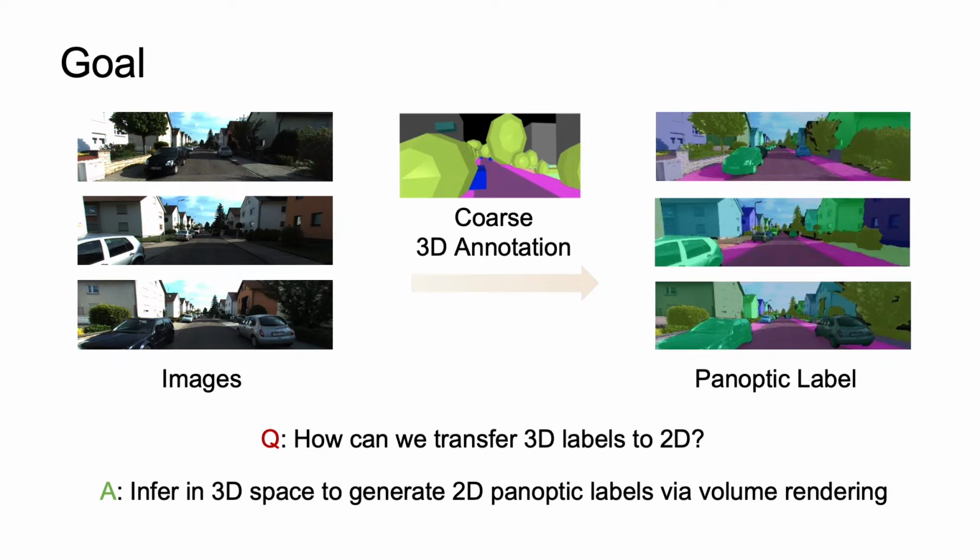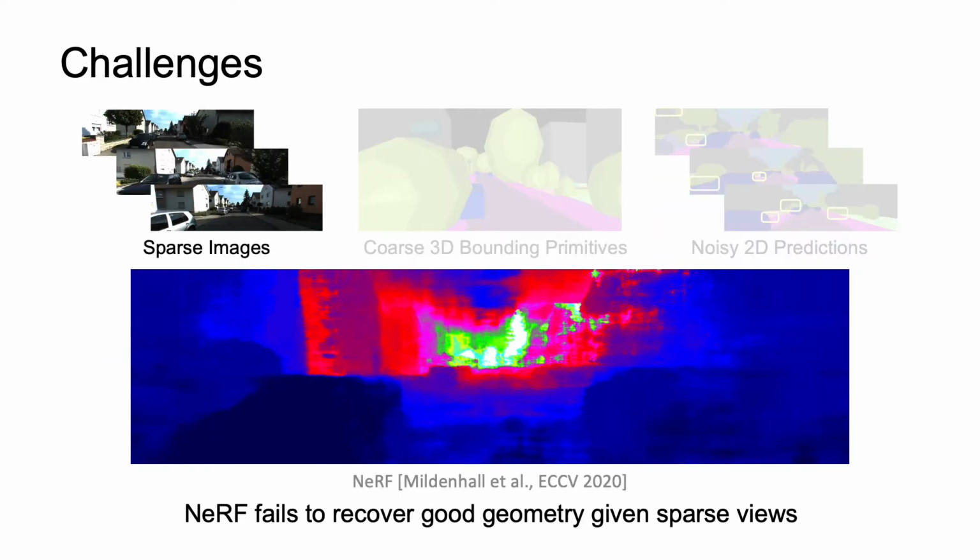In this work, we introduce Panoptic NeRF, a novel label transfer method built on neural radiance field, which infers in 3D space to render dense 2D semantic and instance labels. This task is non-trivial and faces several challenges.